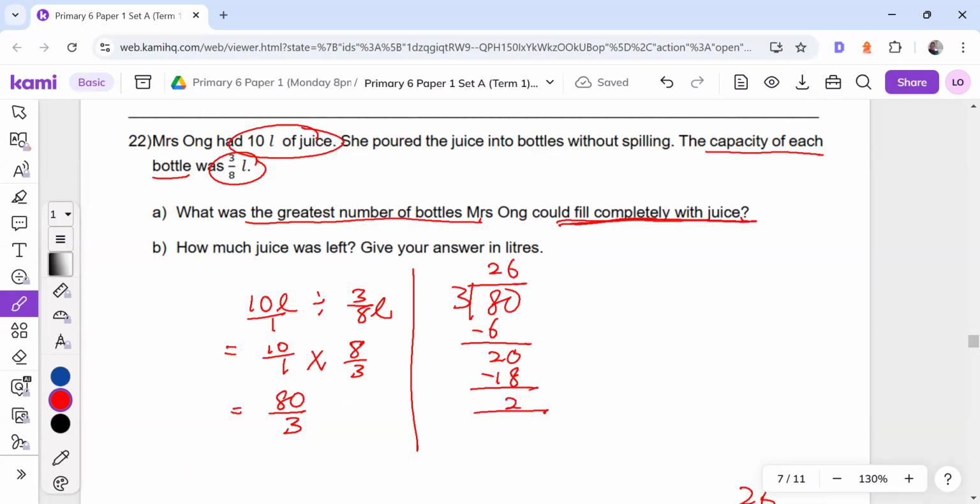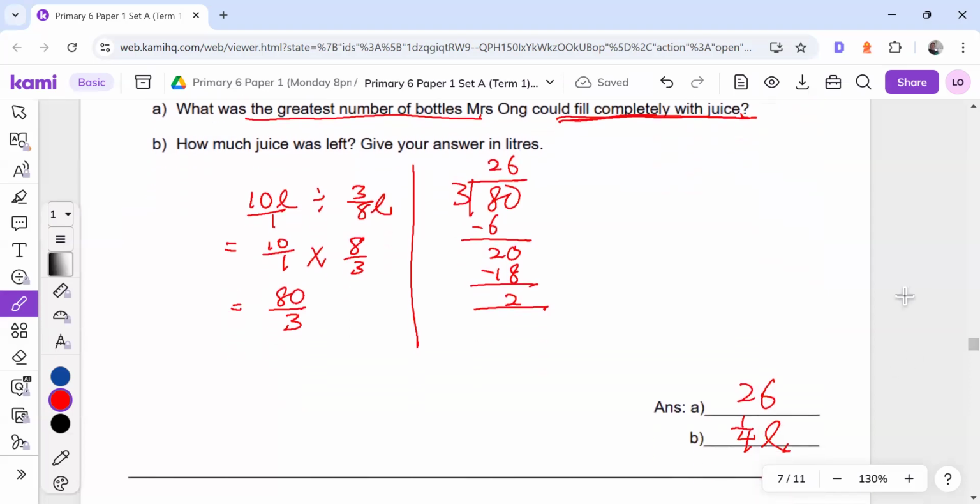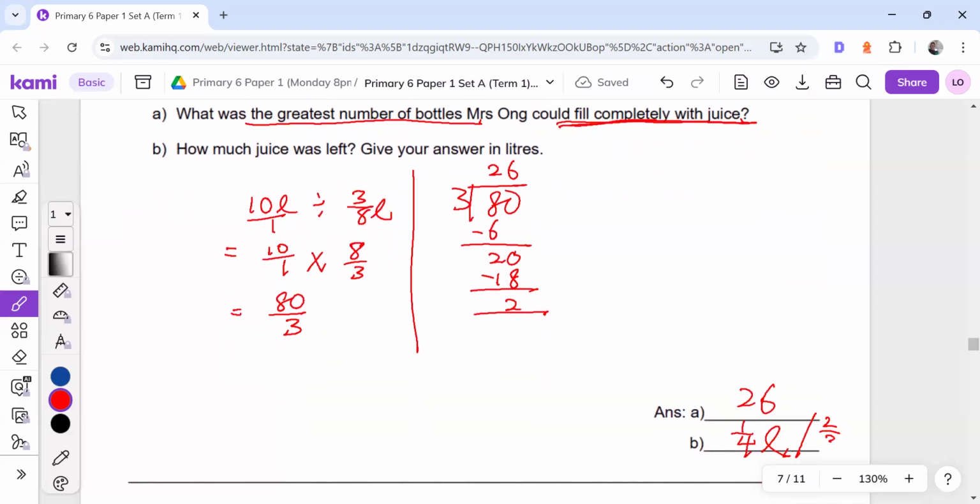Right. Now, those who get it wrong, is your answer 2/3? Because after you divide, you will get 26 and 2/3. So if you get 2/3, wrong. What is 26? 26 is the bottles that are totally filled. And that's your answer, which is very easy. But how do you get the leftover juice?